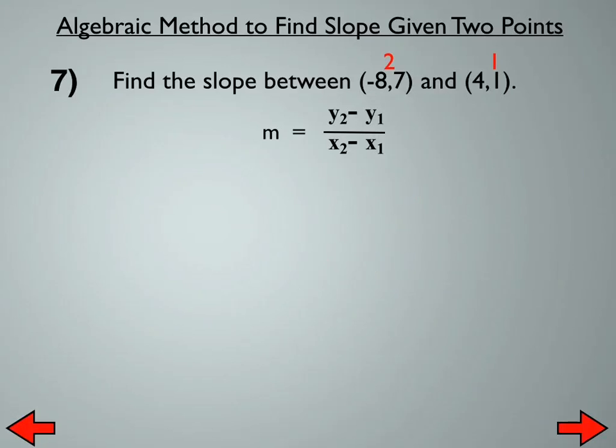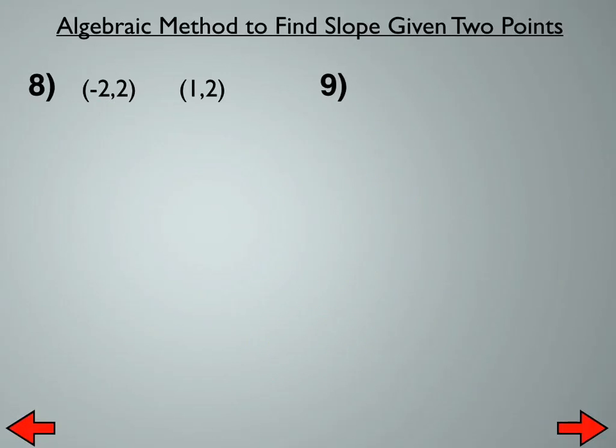So if you call negative 8, 7 your second order pair, it needs to be the second order pair on both of them. So in this respect, I'm going to have 7 minus 1 over negative 8 minus 4, which is 6 over negative 12, which simplifies to negative 1/2. So regardless, you should end up with negative 1/2. So we have 2 more to do, but both of these have something in common. Could I get everybody to quickly do number 8?